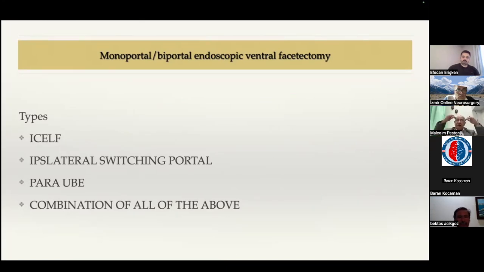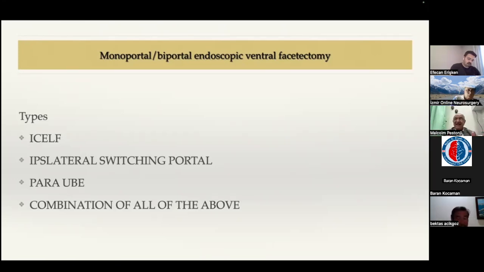I can enter down after I do my central decompression. I can go down into my own lateral recess, put my scope there, turn around and have a look at my own foramen from inside, cut it and clean it up. So that's the ipsilateral switching portal technique. And finally, like I explained to you in that stock image before, if I feel that I have a far out syndrome, if I feel that I have a far out osteophyte, and I need to resect these things, then I need to do a para-UBE. Or you can do a combination of all of the above in one patient.